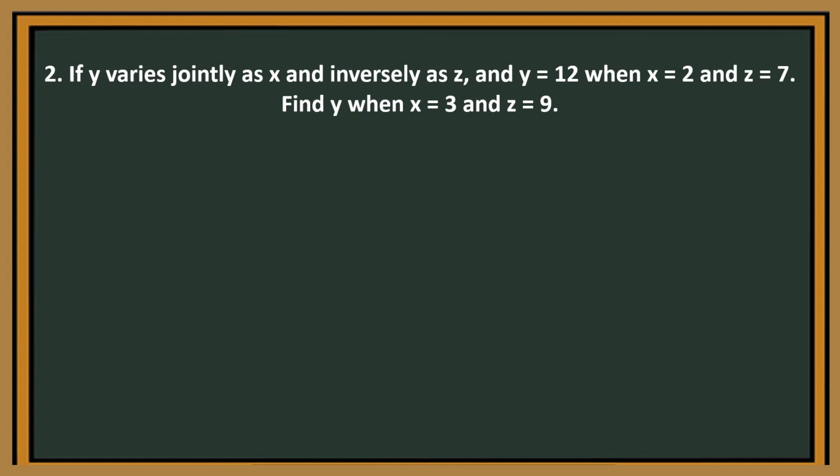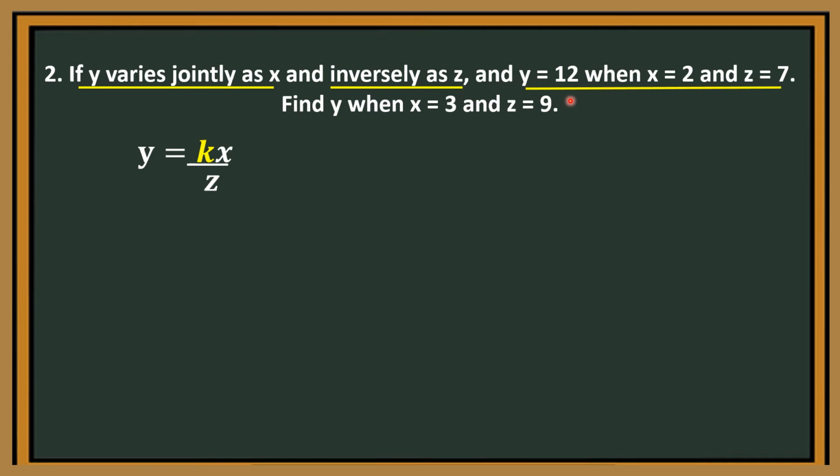Find y when x is equal to 3 and z is equal to 9. So let us translate first. y varies jointly as x. In equation, that is y is equal to k times x, wherein k is constant. Next, inversely as z. Since we have here inversely, that is over z.